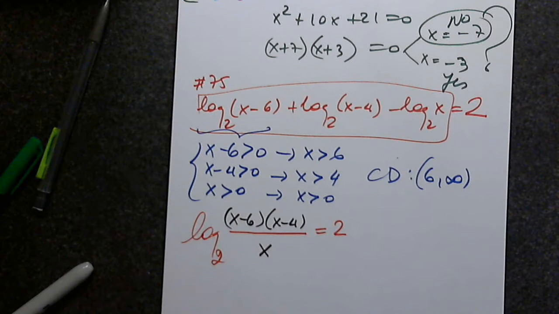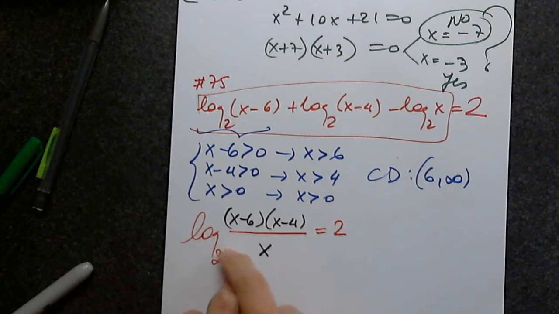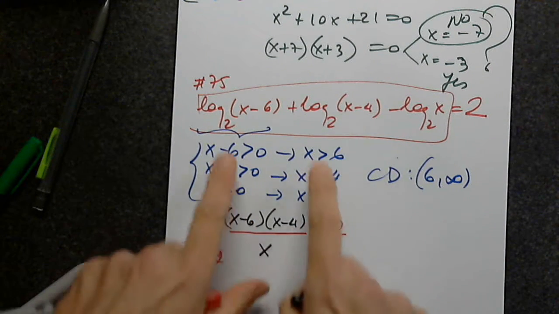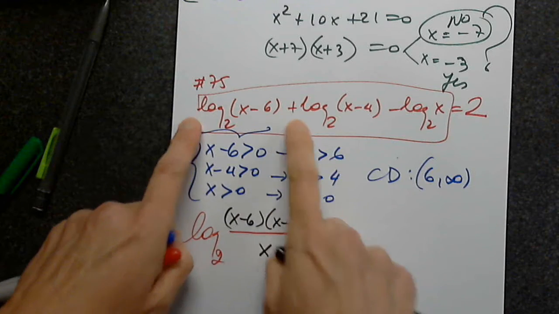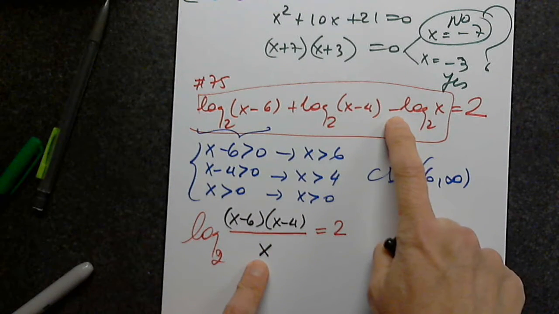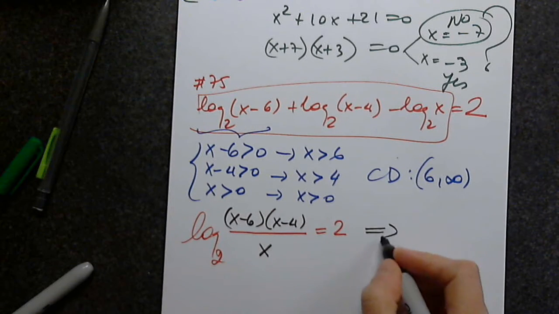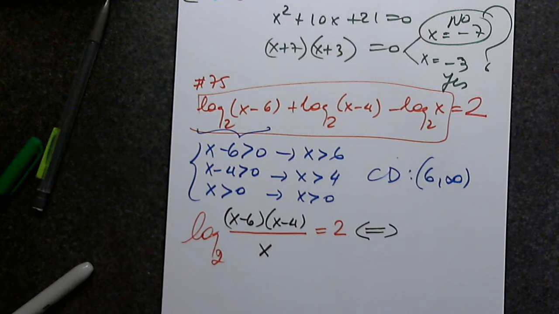This is very important. In this log expression, 2 quantities come from the top. They will have positive in front. This expression inside the log comes from the denominator. It will have a negative in front. Is that okay? So now this is equivalent to an exponential equation.